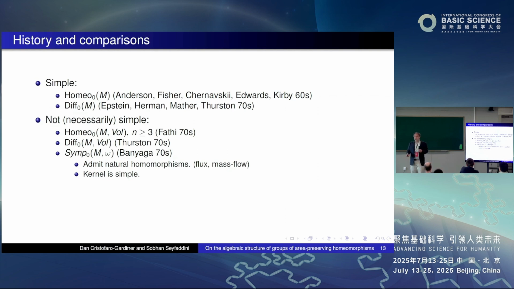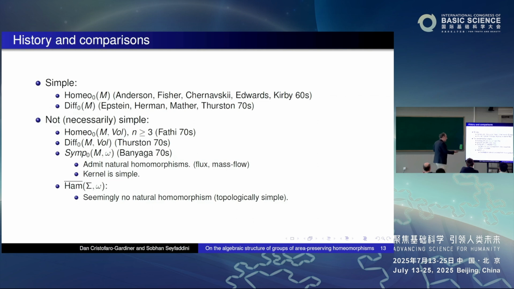And it's worth emphasizing that because even still, that does not appear to be our current understanding of the area-preserving homeomorphism group in dimension 2. So it's quite a new phenomenon, what we find.